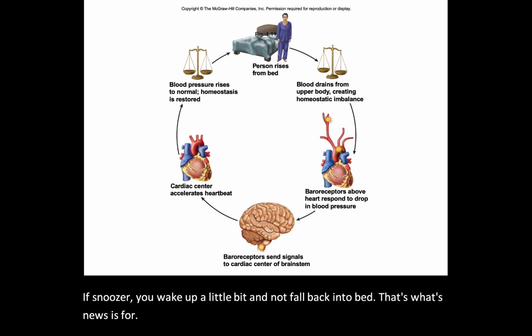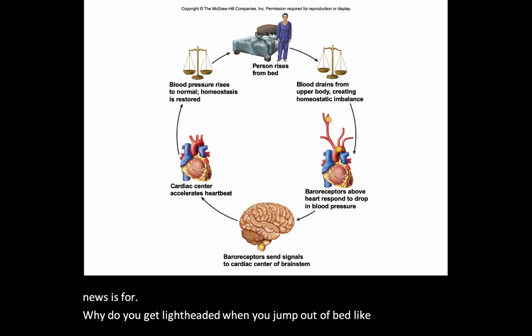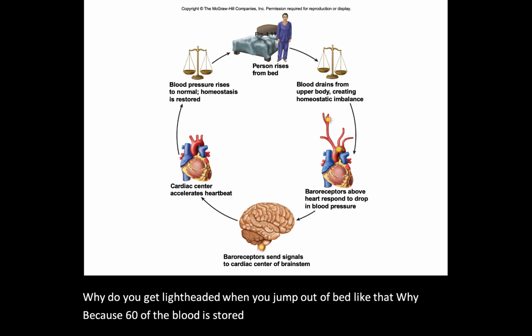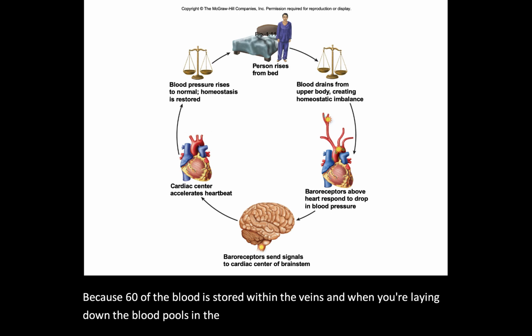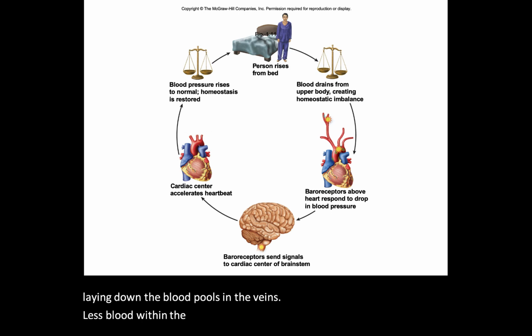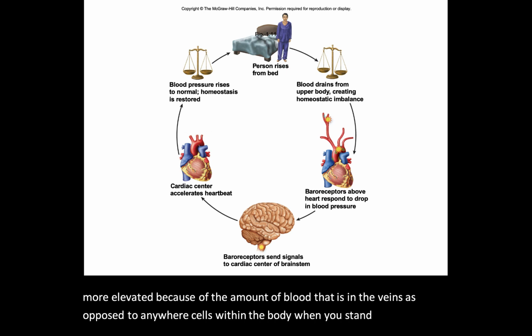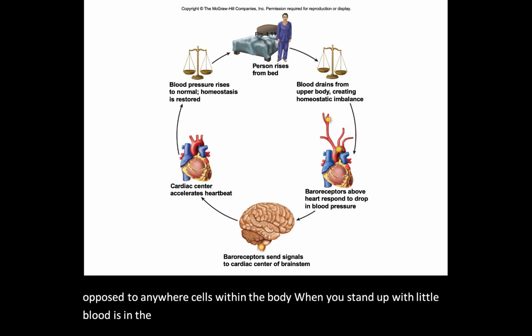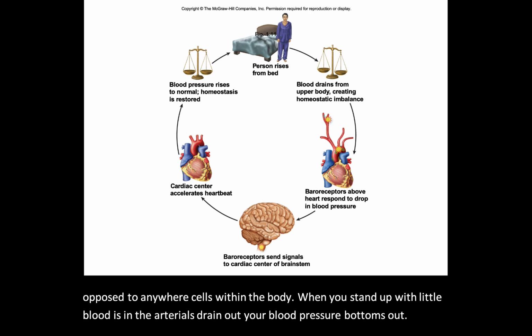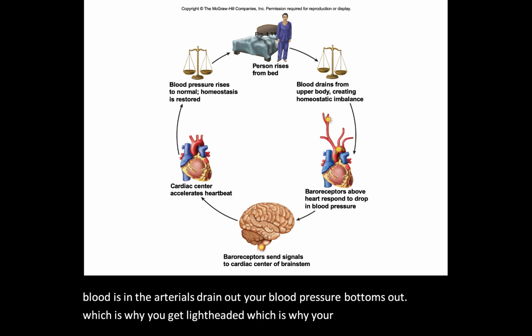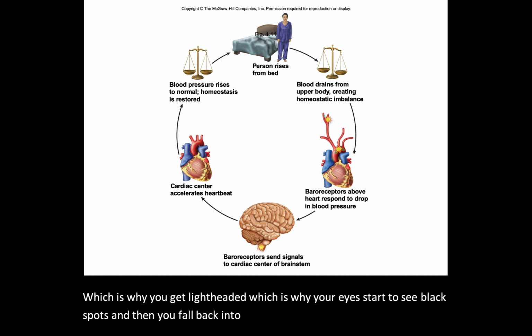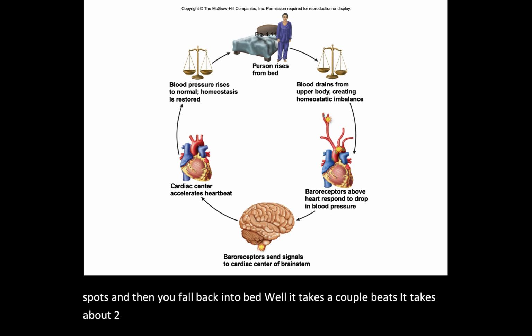Why do you get lightheaded when you jump out of bed like that? Because 60% of the blood is stored within the veins, and when you're laying down, the blood pools in the veins. Less blood within the arterioles. So your blood pressure is actually a little bit more elevated because of the amount of blood that is in the veins as opposed to anywhere else within the body. When you stand up, what little blood is in the arterioles drains out, and your blood pressure bottoms out, which is why you get lightheaded, which is why your eyes start to see black spots, and then you fall back into bed. Well, it takes about 2 beats of the heart to get that heart pumping again to restore the blood pressure.